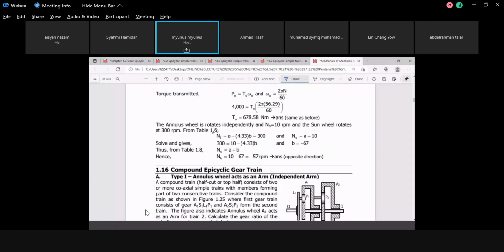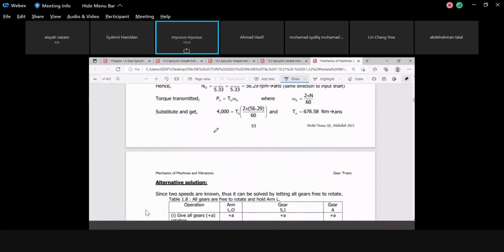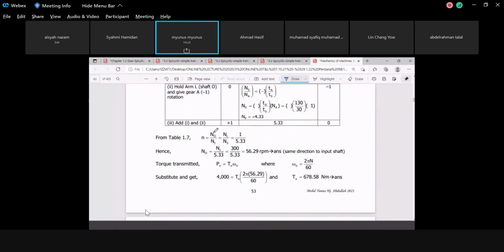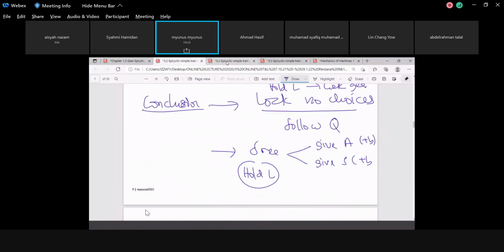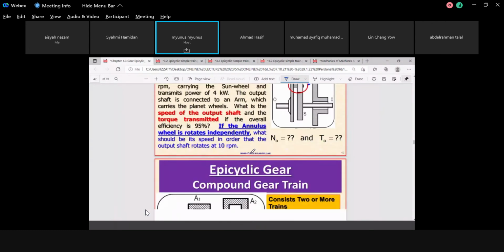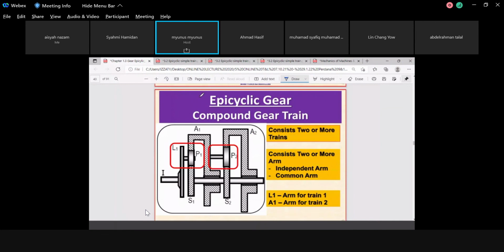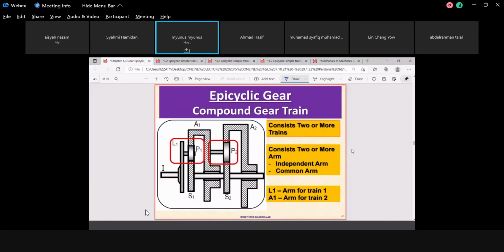For problem number seven, you can only do up to the gear speed. Torque you can't do yet because we haven't talked about torque. I'm going to move to this one: compound epicyclic gear, which is more challenging.